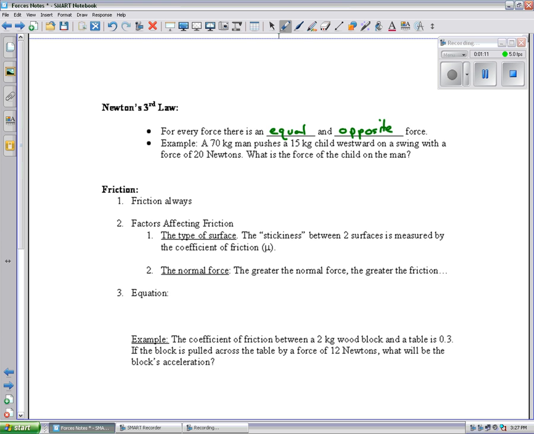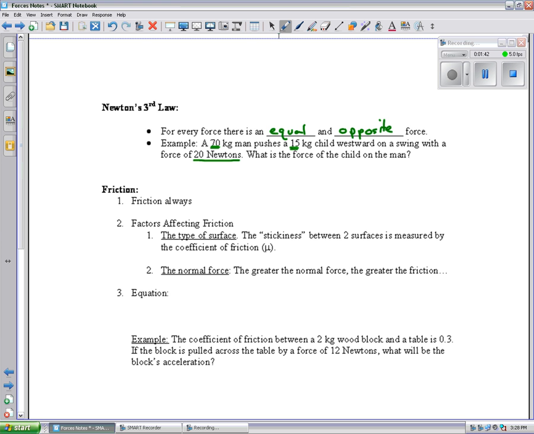So for an example, a 70-kilogram man pushes a 15-kilogram child westward on a swing with a force of 20 newtons. What is the force of the child on the man? So we know that the force is 20 newtons that the man is putting on the kid. These numbers in here, the fact that the man weighs 70 kilograms and the kid weighs 15 kilograms, the kid is actually going to swing a lot more, the man doesn't really move very much, all of that is a distraction. Okay? They are equal and opposite forces.